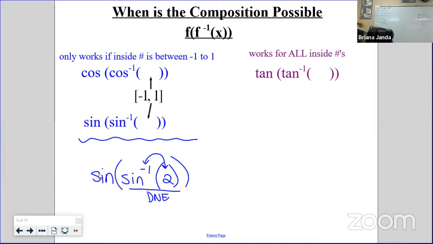However, remember that inverse tangent has an unrestricted domain, so it will always work. Whether you're doing the inverse tangent on the inside or outside, it always works. You never have to remember the restriction on the domain on that one, okay?